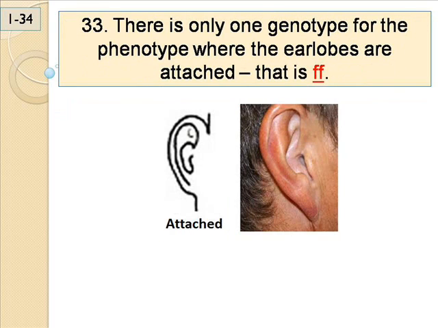And the next one here, there's just one way that person can be attached. That's the recessive trait. It's got to be two small F's. That's all there is to it. But the big F would make it dangle. Okay? So there's two genotypes for the dominant phenotype, and there's one genotype for the recessive phenotype. And those words confuse me sometimes, trying to say them all together.